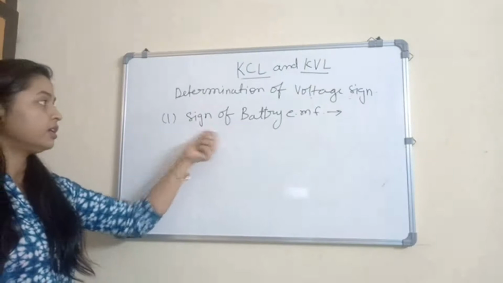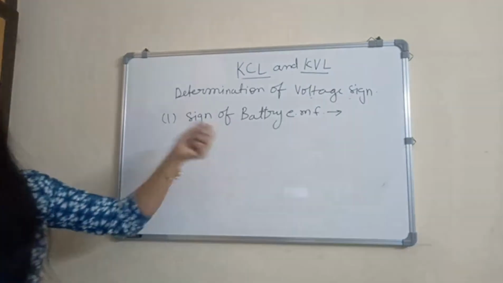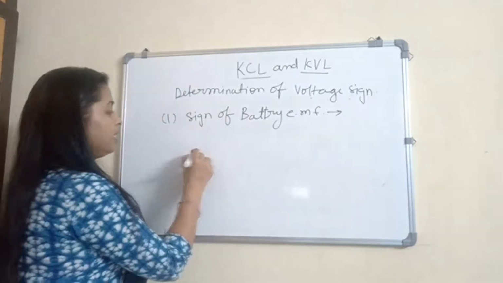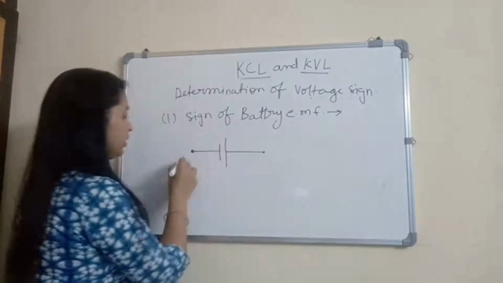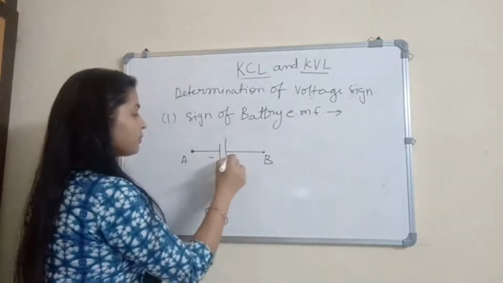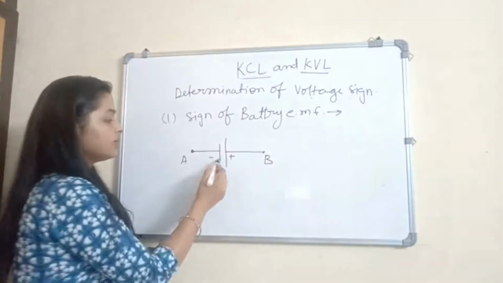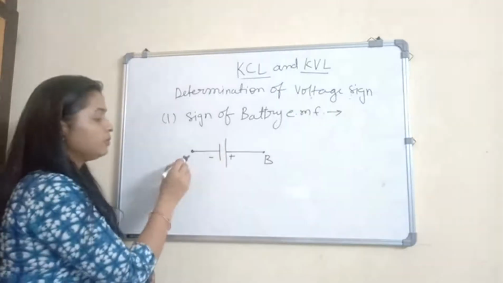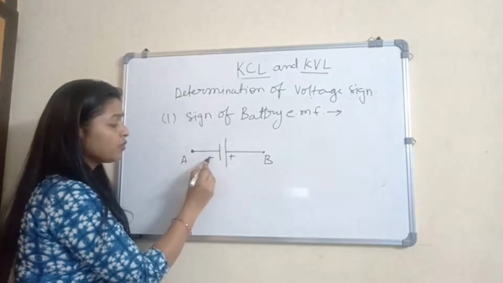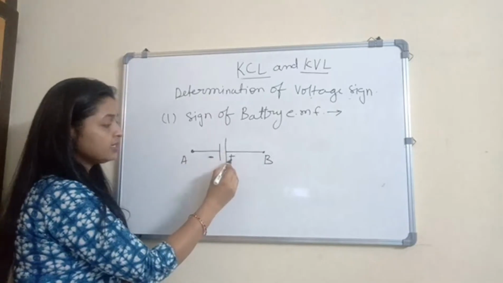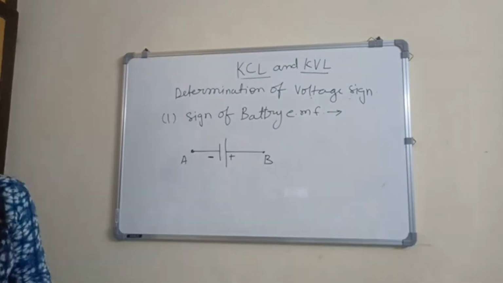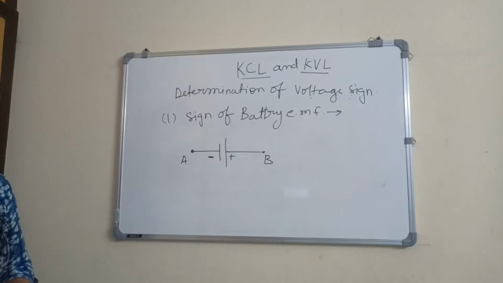First, we need to determine, first we need to distinguish it. So to start, we have to consider the case of any battery. Let's take an example. If I'm having one battery, you can see one battery is connected. I can represent my battery in this way also. This terminal is the negative terminal, this terminal is the positive terminal. Suppose I'm moving from A to B, from the negative terminal to the positive terminal. It says the voltage is rising. When I move from negative to positive, the voltage is rising. So when the voltage is rising, it shows the battery direction is positive.